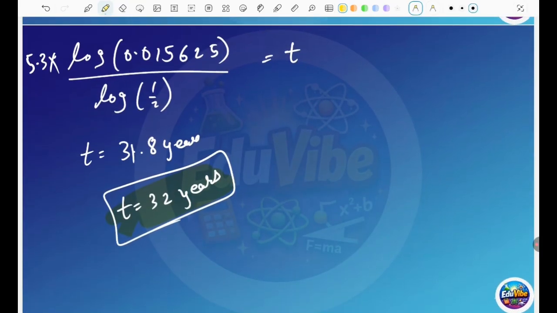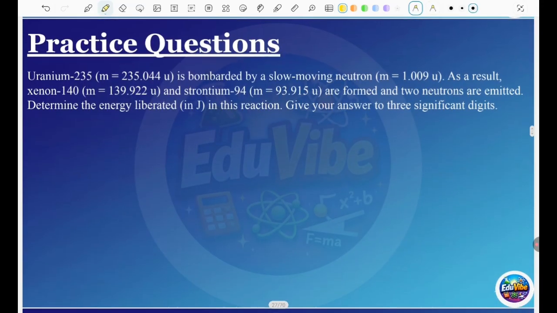In the activity half-life, you have to use the logs more. When you find the N, you have to find the T. You have to use that. Now you have a fission question, which is a long calculation-based one. Uranium-235, whose mass is given, is bombarded with a slow-moving neutron, whose mass is also given. As a result, xenon-140, whose mass is given, and strontium-94, whose mass is again given, are formed, and 2 neutrons are emitted. Determine the energy liberated in joules in this reaction and give your answer in 3 significant digits.